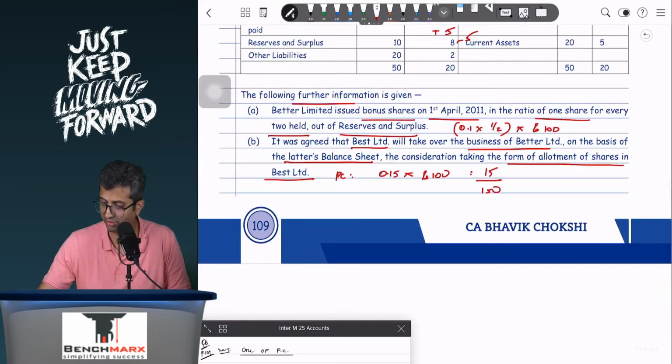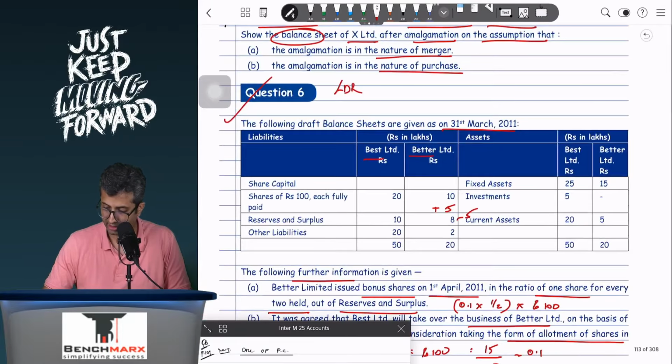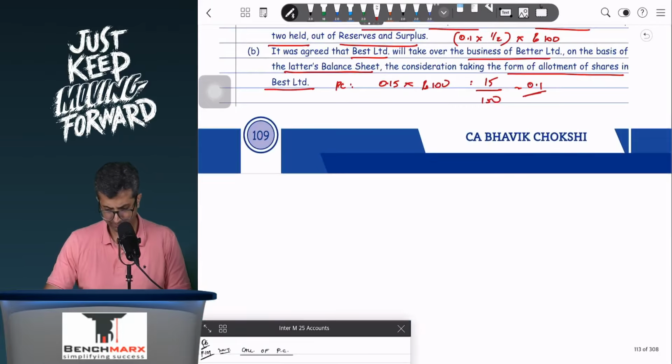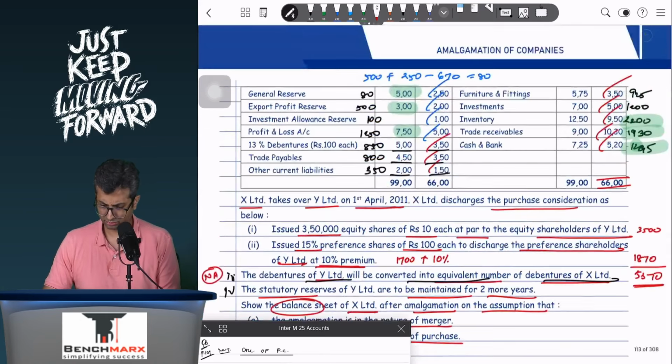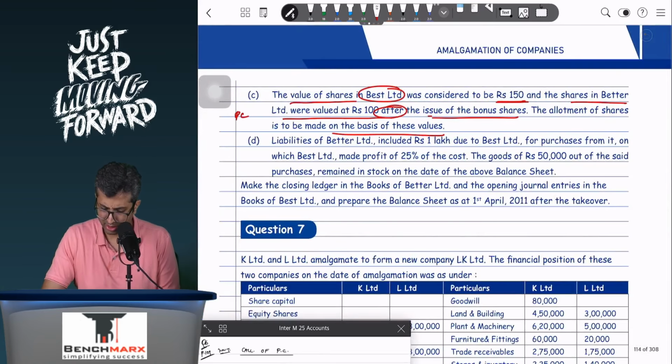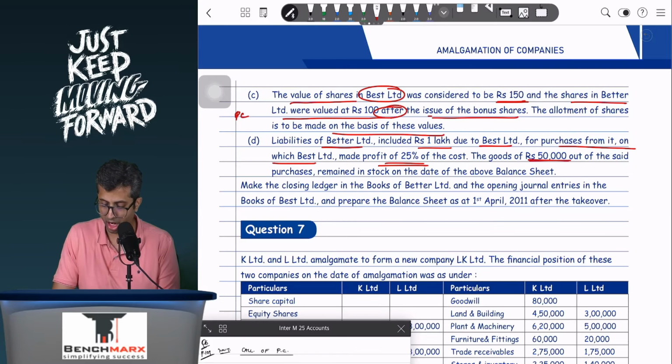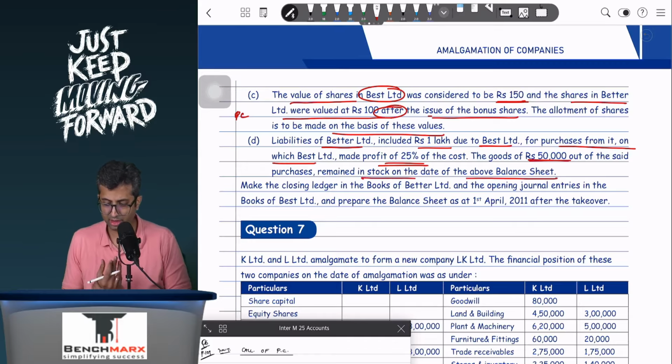So 15 divided by 150 comes to, let's say, 0.1 lakh shares to be issued. This is your PC adjustment. Now the liabilities of Better include 1 lakh due to Best for purchases from it, on which Best made a profit of 25% on cost. The goods of 50,000 out of the said purchases remained in stock at the date of the above balance sheet. Now make the closing ledger in the books of Better.